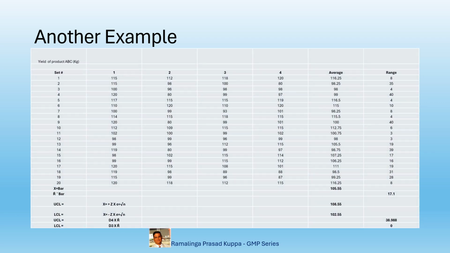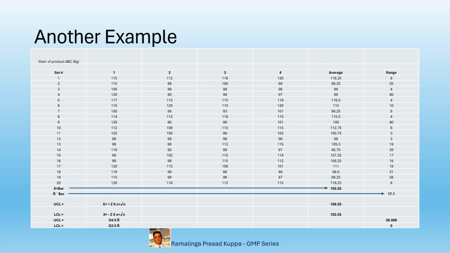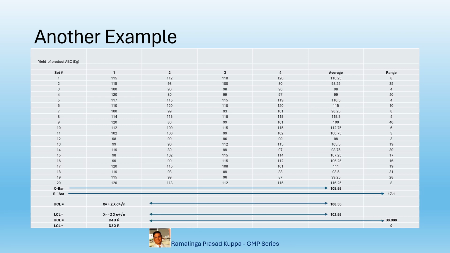This is another example, of yield of a product ABC. The calculations of X double bar, R bar, UCL and LCL for X bar and R chart are the same as explained in the previous example. Note here that the average is varying from 98% to 116% and the range values are nearer to the range of 35 to 40 in these cases.